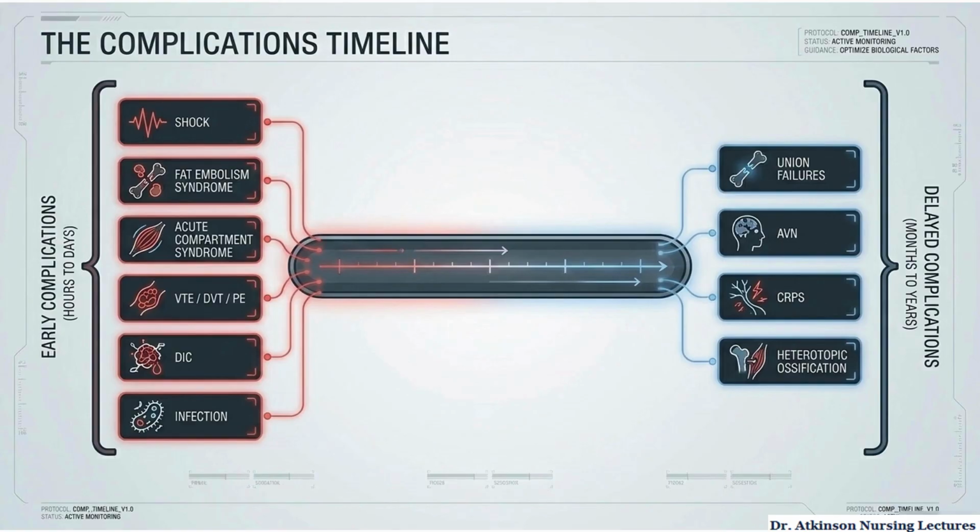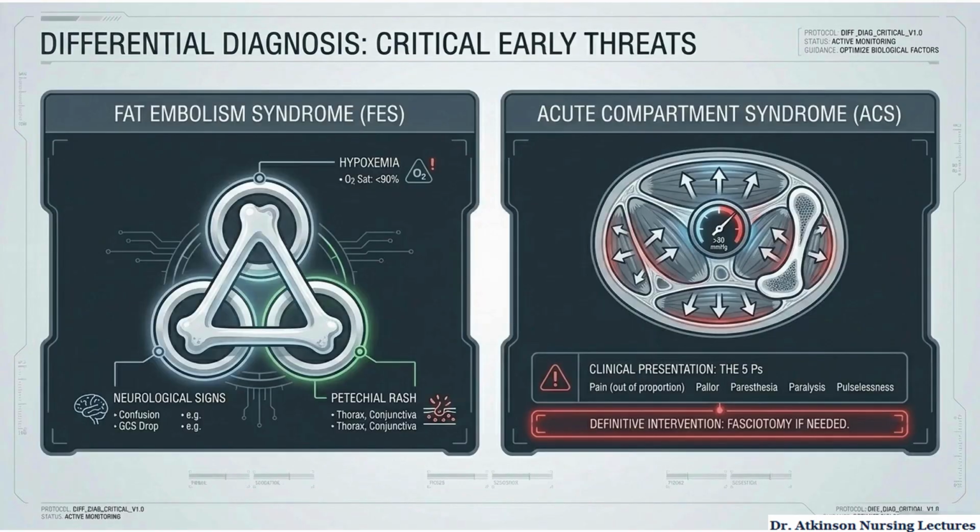Fracture complications develop along a timeline from acute emergencies to long-term healing disorders. Early complications include shock, fat embolism syndrome, compartment syndrome, VTE, DIC, and infection, especially in open fractures. Late complications include delayed union, non-union, avascular necrosis, complex regional pain syndrome, and heterotopic ossification. Nursing priorities shift from rapid recognition and intervention early on to long-term monitoring, education, and reassessment of abnormal pain or impaired healing.